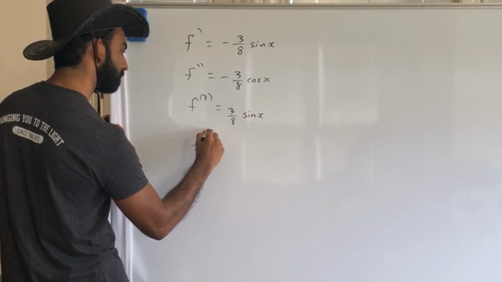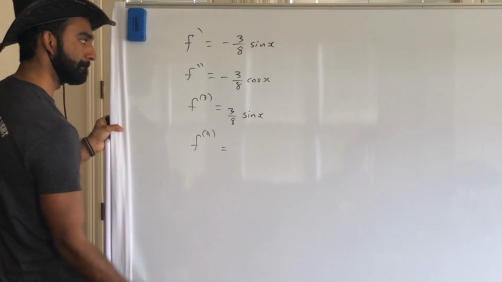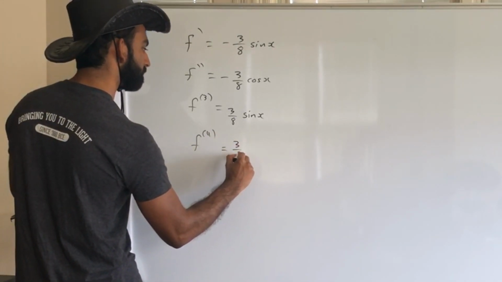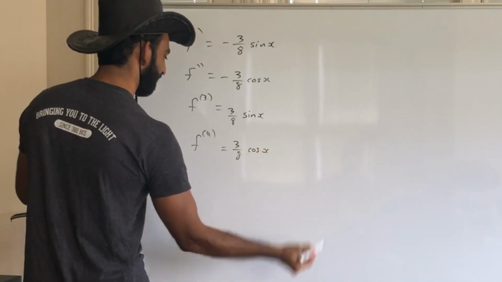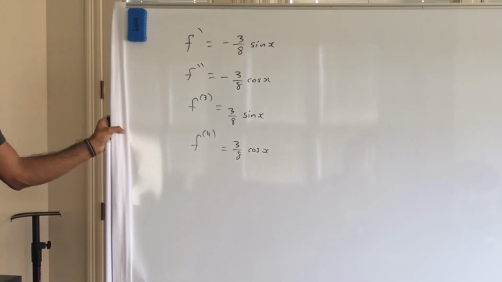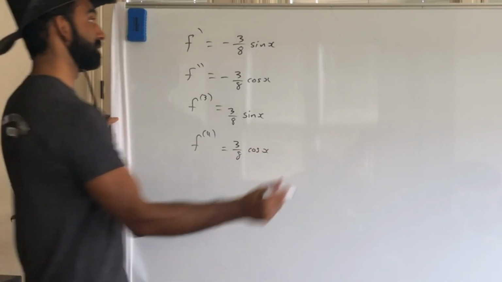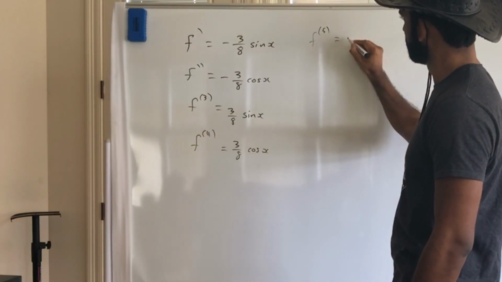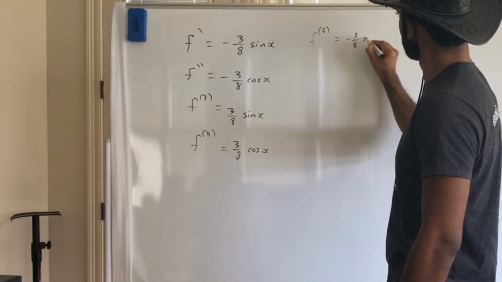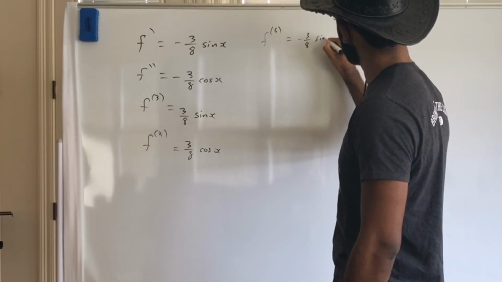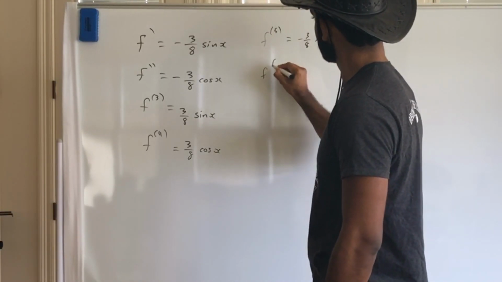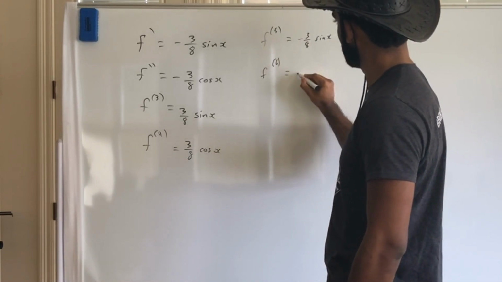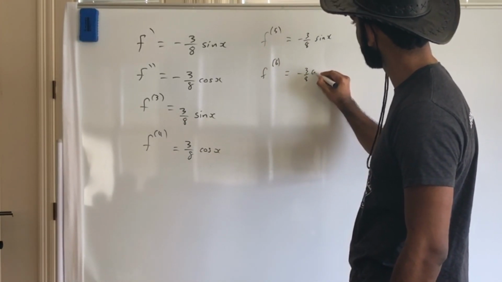Fourth derivative, 3/8 times cos of x. And what do you notice about the fifth derivative? It's the same as the first derivative. We are back where we started, so the pattern just repeats. I'll write out one more full cycle for good measure here.